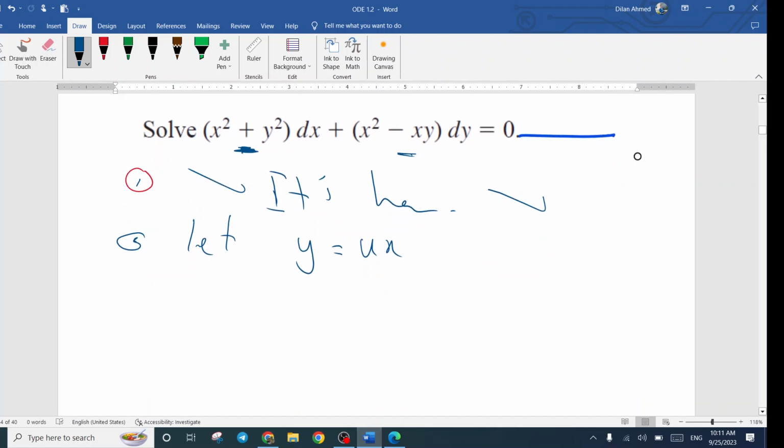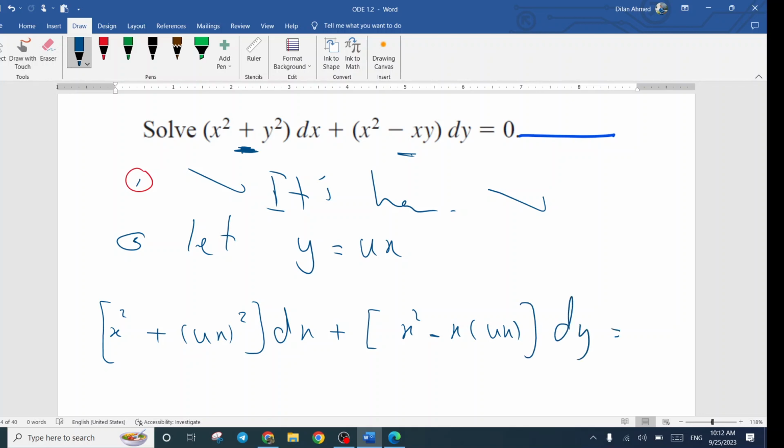Now, I'm going to change each y to ux. It's called substitution. Good. So I have x squared plus u x squared, do you agree with me, dx plus, again, x squared minus x times ux dy equals 0. Am I right? But we change every y to ux. How about dy? We also need to change it, right?